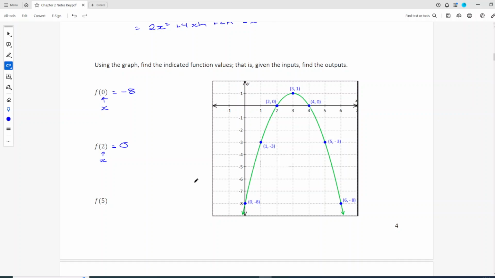Pause the video, give the last one a try. And hopefully you got -3. When x is 5, y is -3. Awesome. Now you're ready to do your homework on functions on page 29.